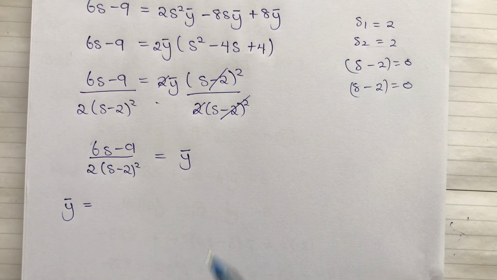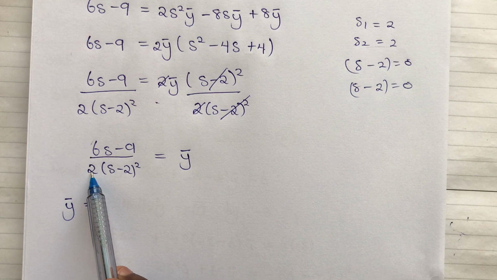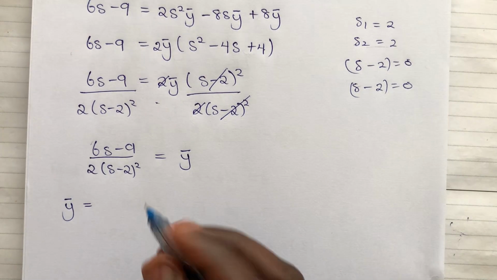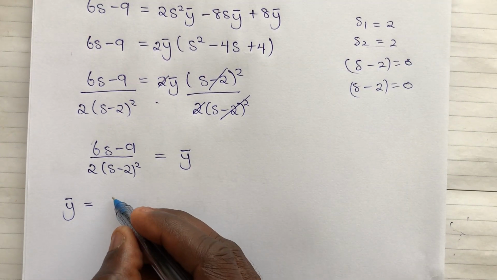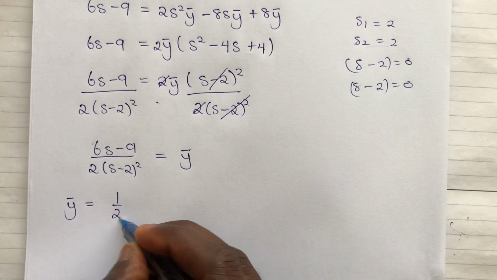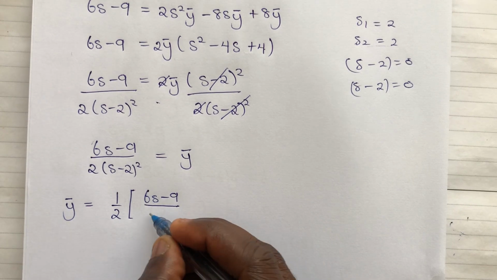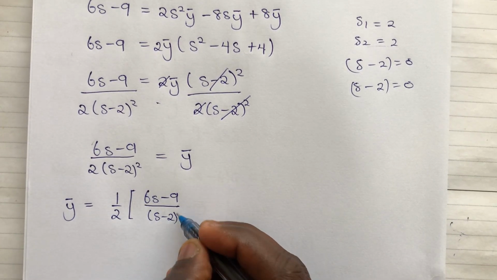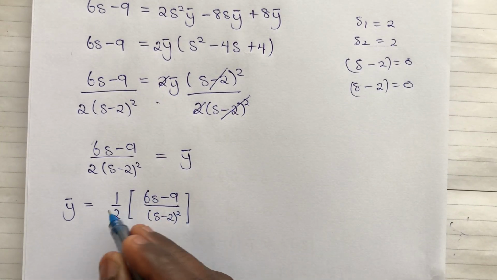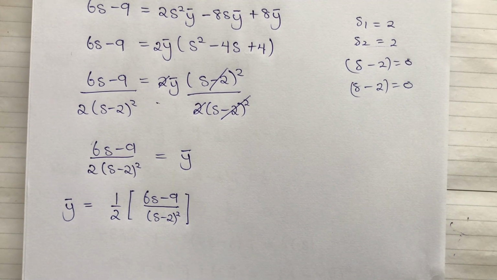To resolve y bar into partial fractions, you see these two, I'll factorize it out. It's the same as 1 out of 2. So this is the same as me saying 1 out of 2 into bracket 6s minus 9 out of s minus 2 all square. Okay, this is not really important. We'll use it to multiply the final result.